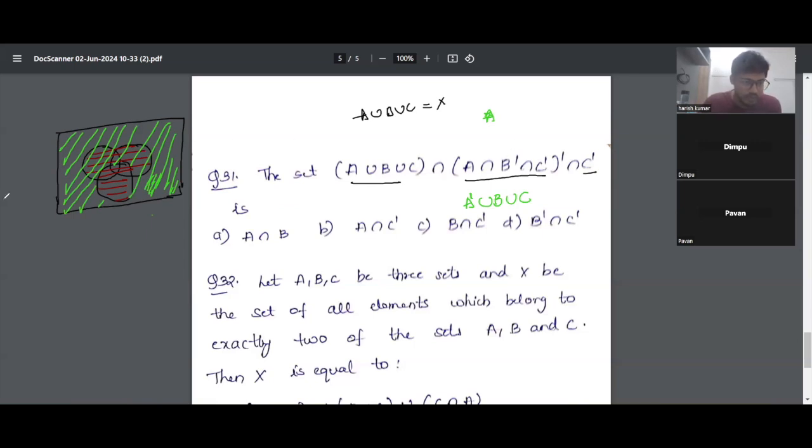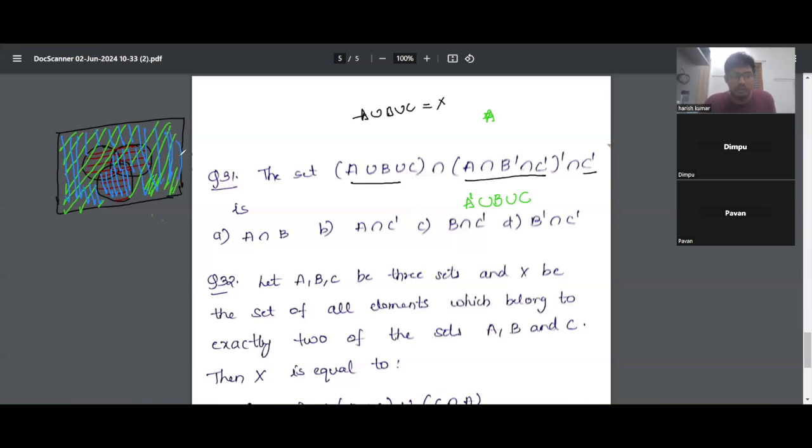Let's take blue color. B union C means this entire part will come. Now A complement union B union C: A complement means everything except A, so inside A will not come. We have already put this, so all this will come.